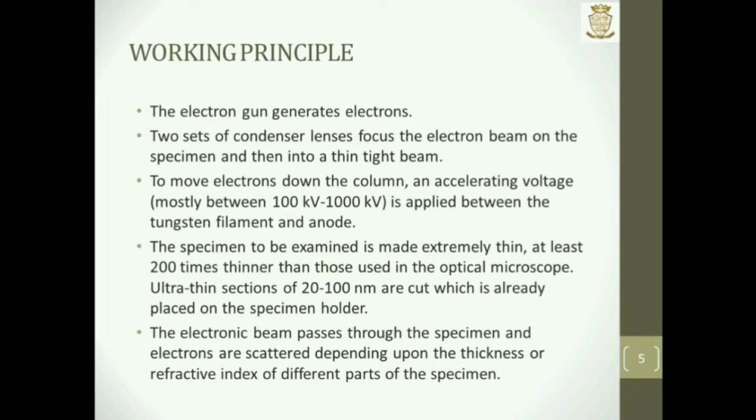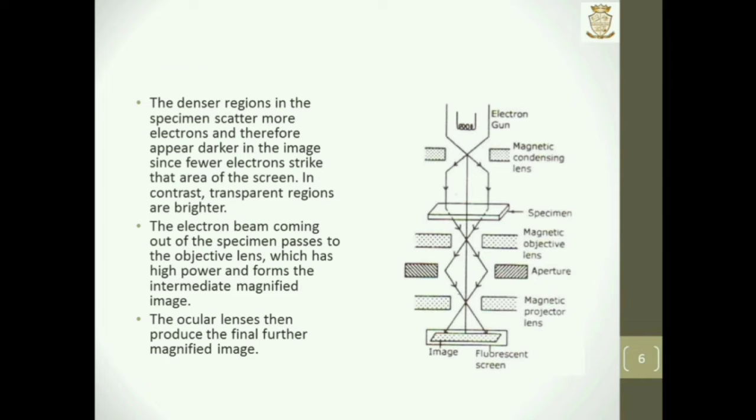The electron beam passes through the specimen and electrons are scattered depending upon the thickness or refractive index of different parts of the specimen. The denser regions in the specimen scatter more electrons and therefore appear darker in the image, since fewer electrons strike that area of the screen. In contrast, transparent regions are brighter. The electron beam coming out of the specimen passes to the objective lens, which has high power and forms the intermediate magnified image. Ocular lenses then produce the final further magnified image.